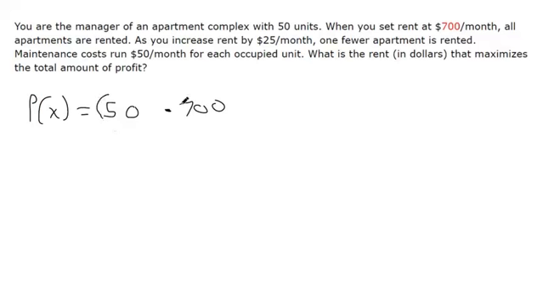But then they tell us you can decrease the price by 25 bucks. Oh wait, increase the price, I should say. Increase the price by 25 bucks, and that should cause us to decrease the number of apartments by 1. Okay. If we increase it by $50, then we'd lose 2 apartments.